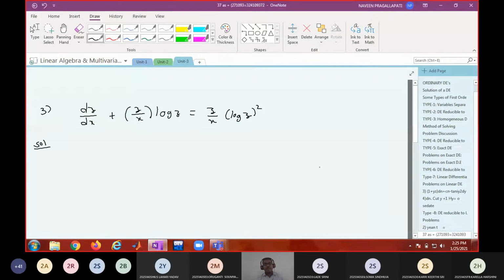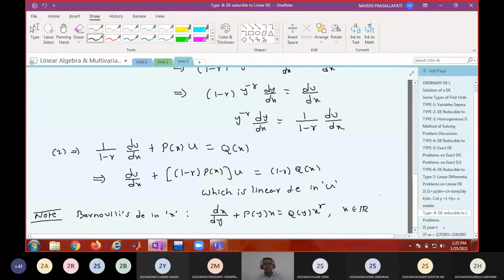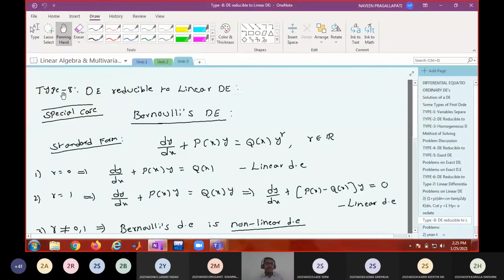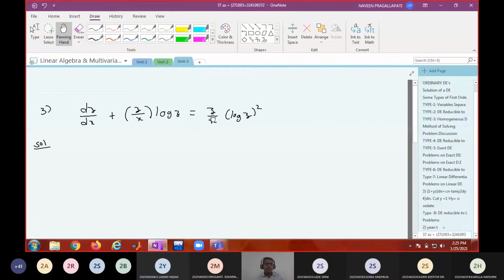What type of questions are we discussing? What is my side heading? DE reducible to linear. Reducible to linear means, can I take some transformation so that this may be reducible to linear? If it is not Bernoulli, think of some substitution which will convert it into linear, not necessarily Bernoulli. So what should I do first? Shall I divide with z first?